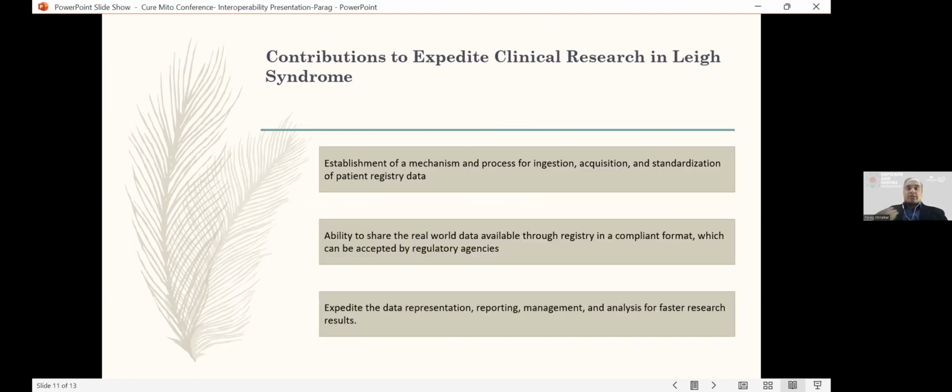So how does this accelerate the research? We do have establishment of a mechanism and process for ingestion, acquisition, and standardization of patient registry data, which is essentially real world data. With this mechanism, you have the ability to share this data available through registry in a very compliant format, which can be accepted by regulatory agencies. And this can expedite the data representation, reporting, management, and analysis for faster research or faster results of the data.